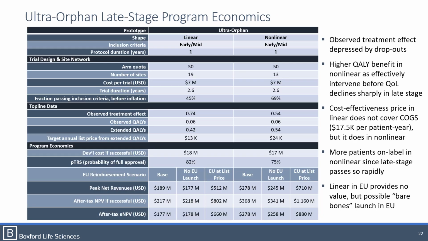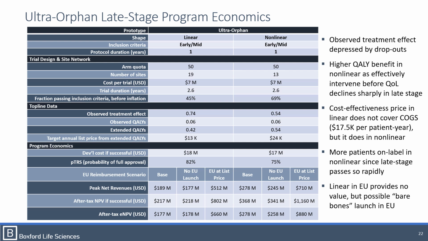Here we see a broader set of economic metrics for the ultra-orphan late-stage program, both linear, which is what we've been considering until now, and non-linear, which I'll get to in a moment, which has some interesting differences. First, on the linear disease, in the center column, we see that we can use relatively small trials because we have such a strong treatment effect, but even so, we have to go to nearly 1 in 5 of the available centers of excellence in order to recruit enough patients to close it.